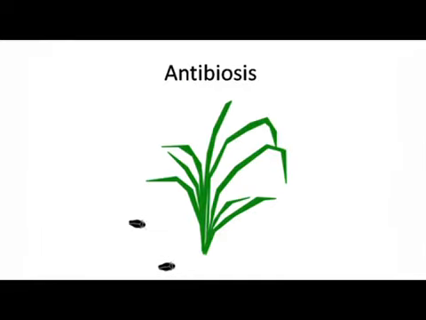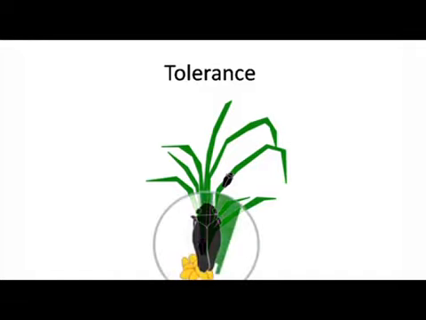Antibiosis is the degree to which the plant affects the fitness of the herbivore feeding on it. Finally, tolerance is the degree to which the plant can withstand or repair damage caused by the herbivore without compromising the herbivore's growth and reproduction.